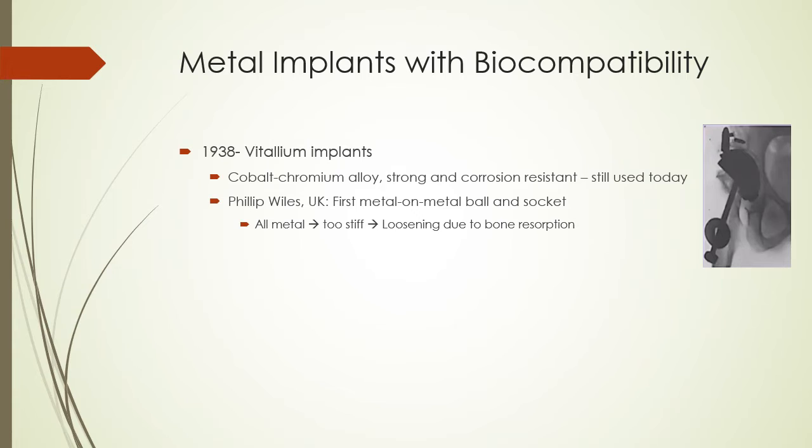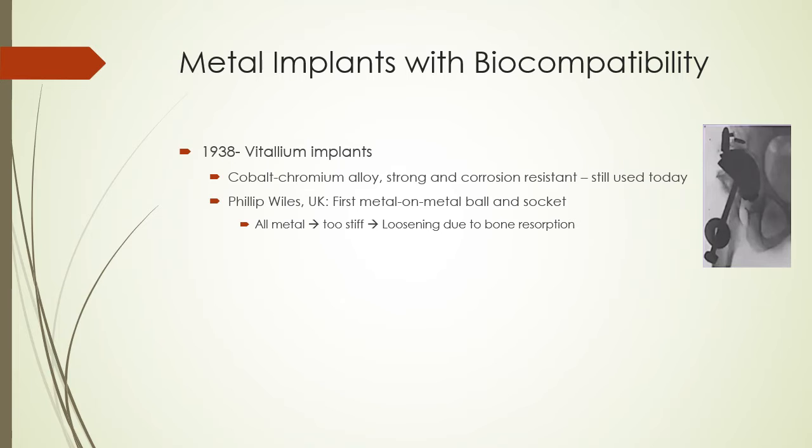The first usage of metal-on-metal implants was reported by Dr. Philip Wiles. It was still a ball and socket design, but all metal. Back then, it was a Vitalium implant, a type of cobalt chrome alloy that is very strong and corrosion resistant, so we are still using the material today.